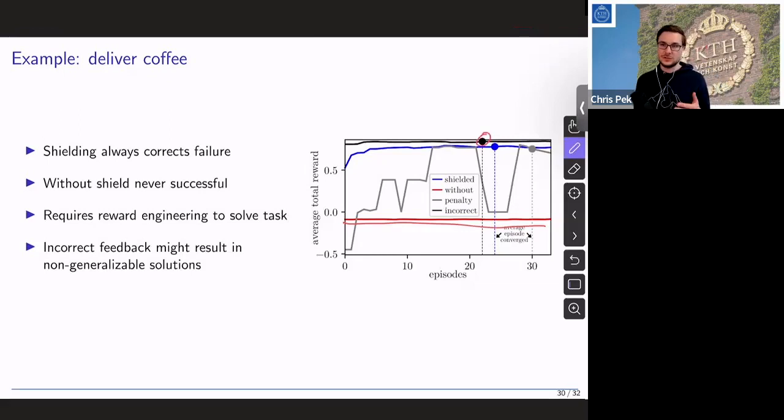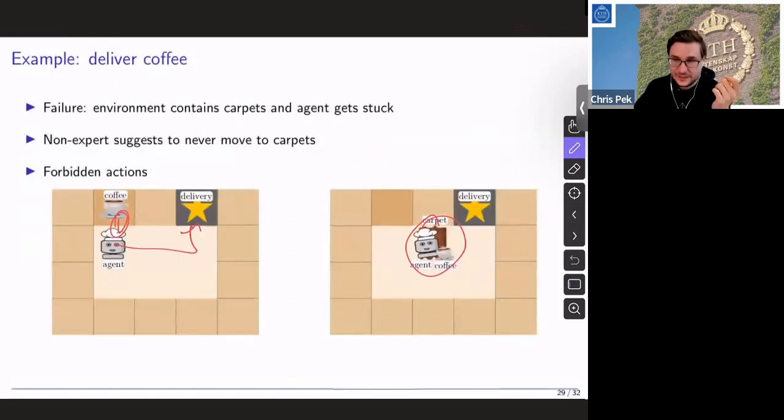But, and this is also very important, incorrect feedback might result in non-generalizable solutions. What do I mean with that? In that environment that you see here, if the agent is here where the A is, I could say, never move on carpets, which is general. Or I can say, in this case, move down, move right, move up, and you're at the delivery. This only works when the carpet is always there in that environment.